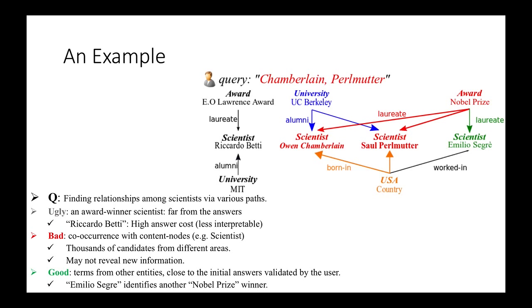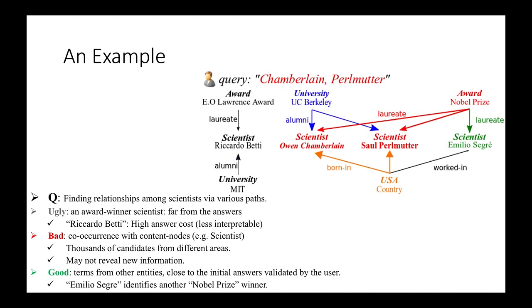There are different keywords a system may suggest. One is another award-winning scientist, also in graph G but far from the validated answers, named Ricardo Betti. This will produce answers with high cost, which makes them less interpretable. A system may also suggest keywords that co-occur with content nodes, such as scientist.